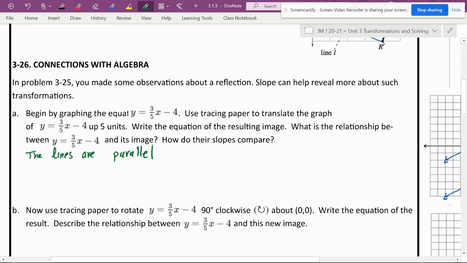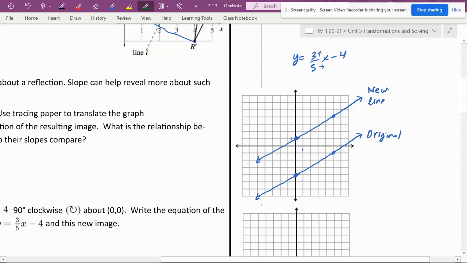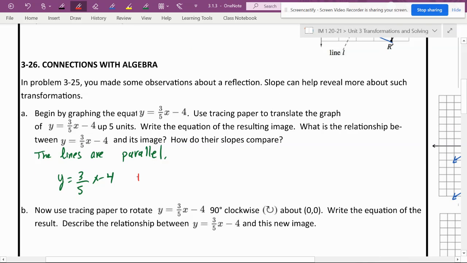All right. And then pretty much we can say that the slope, first let's find the slope for the original one, y equals 3/5 x minus 4. And then let's find the equation for the new line. This one starts off here. Using a slope triangle, we go up 3 and then 5 to the right, and our y-intercept is (0, 1). So I'm going to write the equation of the new line: y equals 3/5 x plus 1.